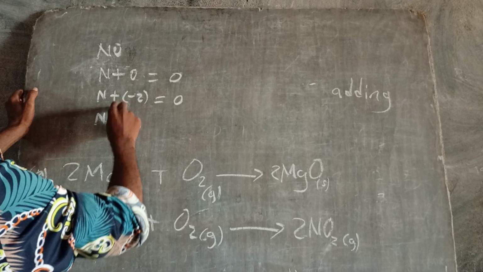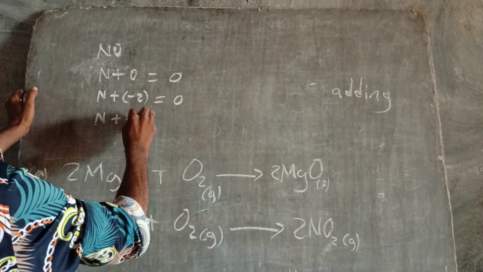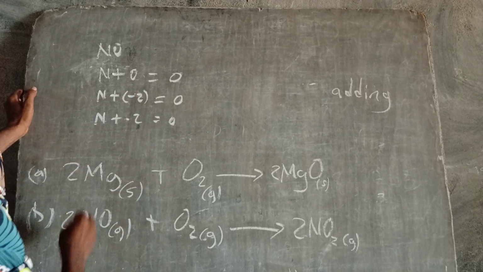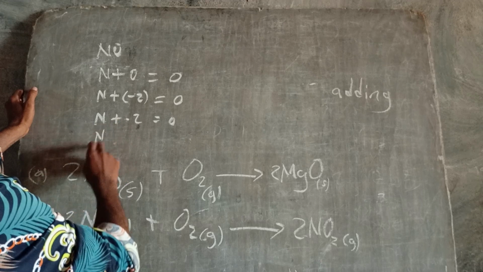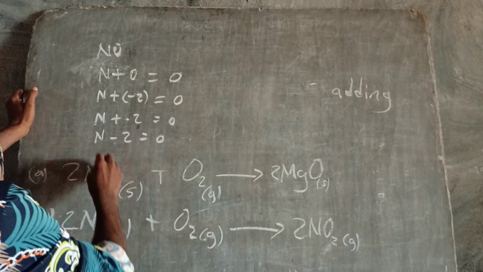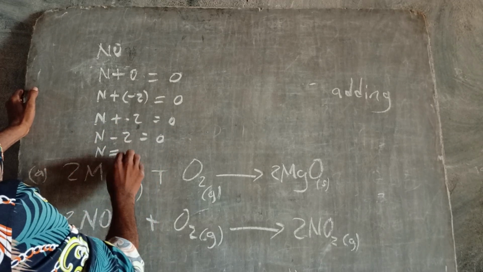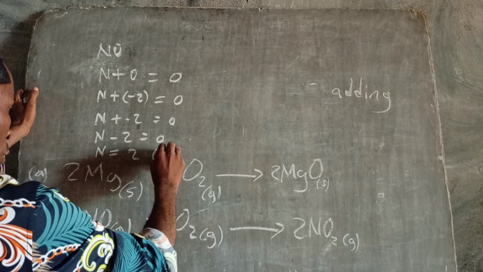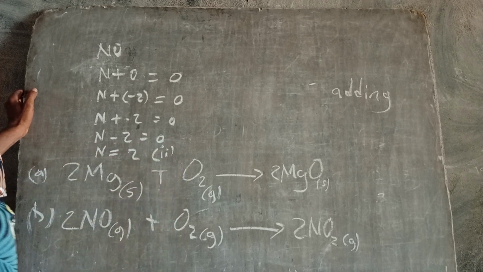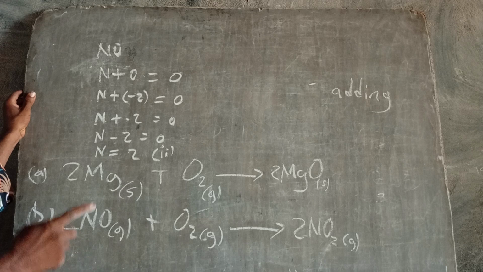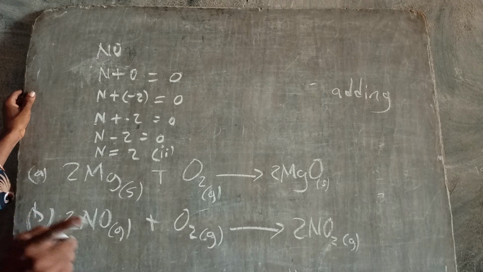So you have N, open the bracket, N plus -2, it will give us 0. You have plus times minus will give us -2, equals 0. Then collect like terms, N equals what? 2. And this 2 in Roman figure is called II. This is why this is called nitrogen 2 oxide. Are you with me? Yes.